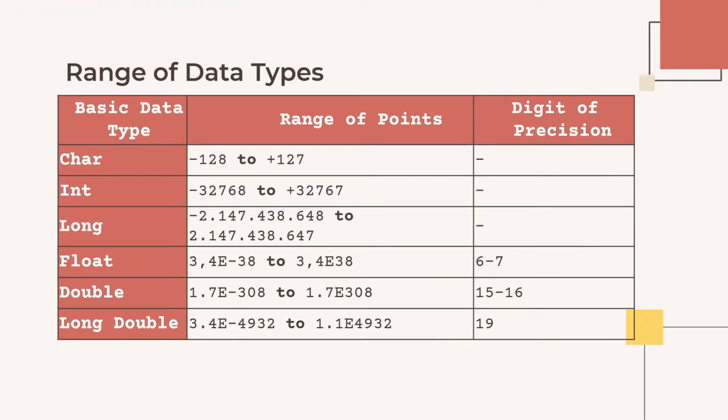And you can see this is the range of data types. The range of each data type is different. These pictures show the range of various data types, for example, char, integer, long, float, double, and long double. You can see the range and digits of precision for each type in this image.